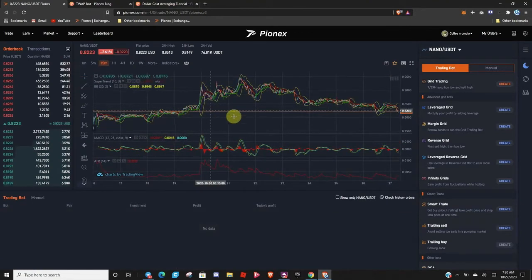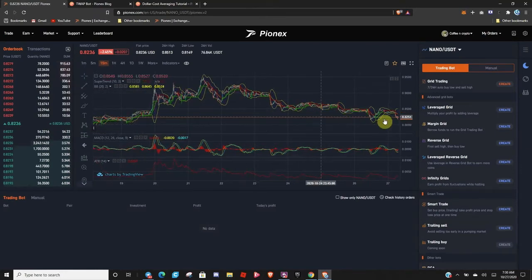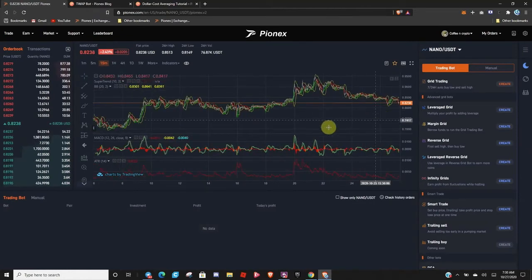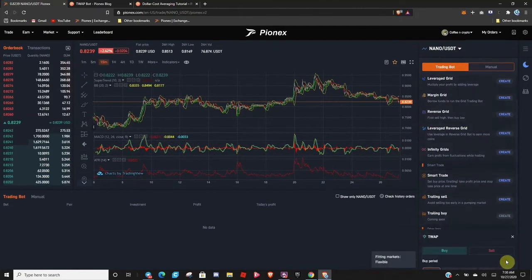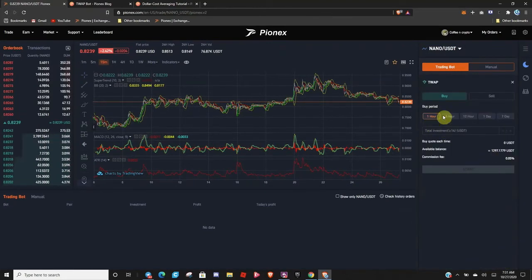And on the 15 minute, you can see it is moving. So let's say you accumulated a lot back here and you're wanting to get rid of a large number of coins without causing a panic sell. Simply go over here to the TWAP bot and you can set this to sell the amount of tokens on a hourly basis. So you can set it to sell on a 1 hour, 6 hour, 12 hour, 1 day, or 7 day.